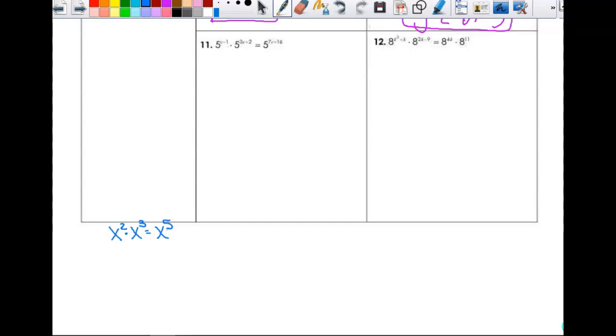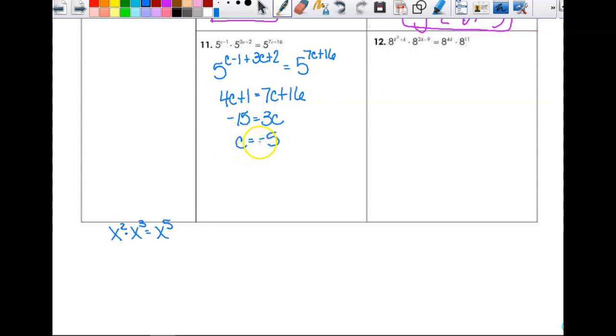So I add them, which means this becomes 5 to the c minus 1 plus 3c plus 2 equals 5 to the 7c plus 16 power. Okay? Then I can go ahead and take them out of the exponent. I'll condense this as I do that. So this gives me 4c plus 1 equals 7c plus 16. So then if I subtract 4c from both sides, this gives me 3c, negative 15, c equals negative 5.